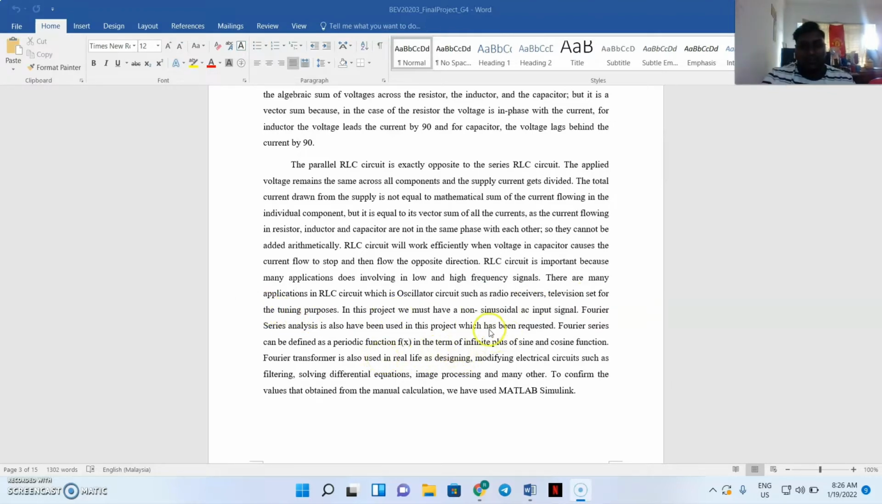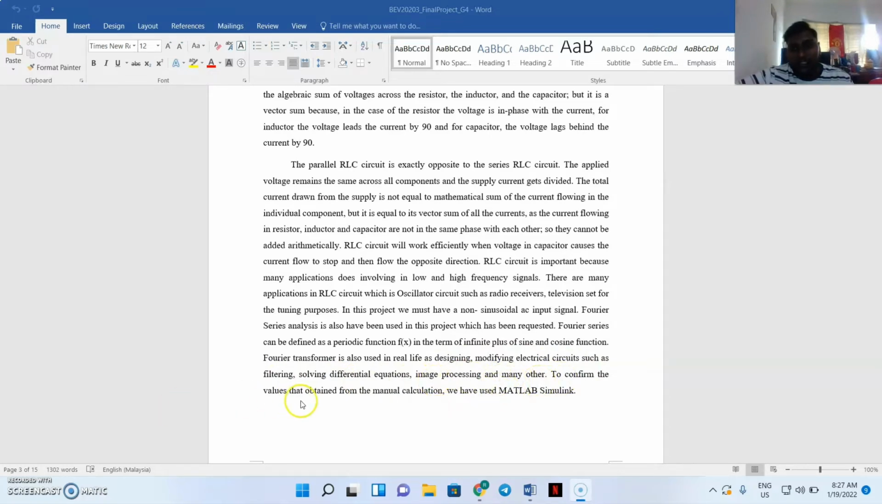In this project, we must have a non-sinusoidal AC input signal. Fourier series analysis is used in this project as requested. The Fourier series can be defined as periodic functions in terms of an infinite sum of sine and cosine functions. Fourier transform is also used in real life for designing and modifying electrical circuits, such as filtering, solving differential equations, image processing, and many others.